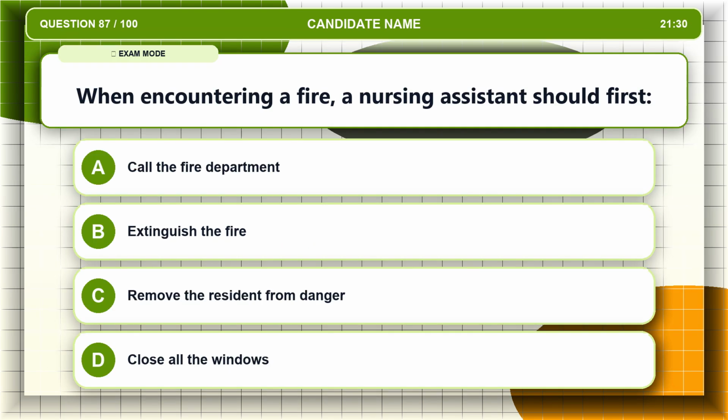Question 87. When encountering a fire, a nursing assistant should first: Option A, call the fire department. Option B, extinguish the fire. Option C, remove the resident from danger. Option D, close all the windows.